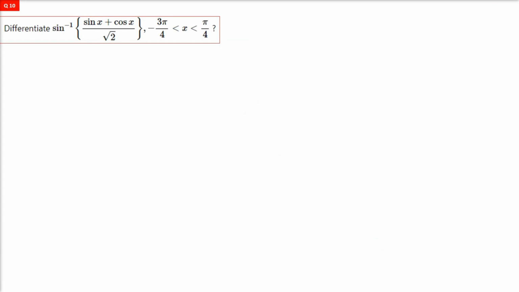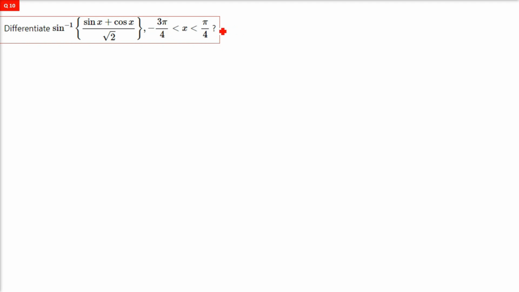Okay, this question and the next question, they are almost similar. So please pay more attention here. There is a boundary being given, that is, where x should belong: negative 3 pi by 4 and pi by 4. Alright.